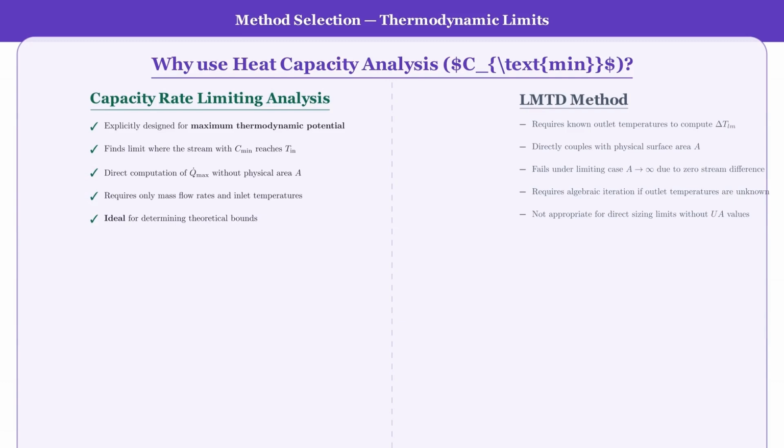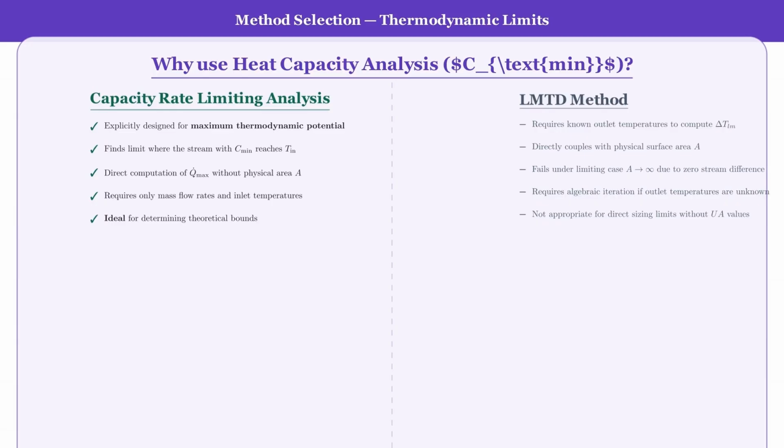The capacity rate method finds the theoretical limit by identifying which stream, hot or cold, has the smaller heat capacity rate, Cmin. It is that stream which will reach the inlet temperature of the other stream first as the exchanger length increases. The LMTD method has no mechanism to identify this limiting stream directly.